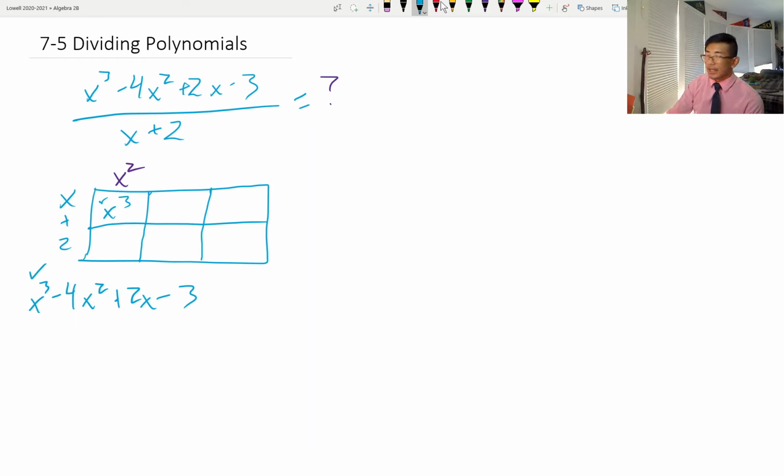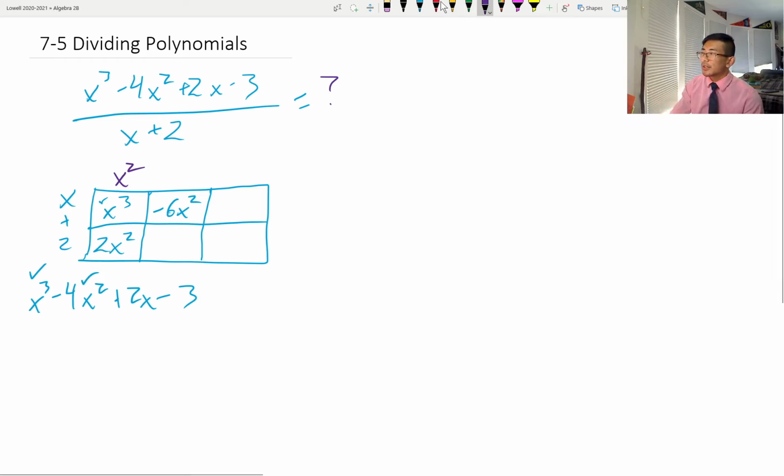Again, that plus 2 is always just along for the ride. So 2 times x squared has to be 2x squared. Remember, my x squared terms are always going to be diagonal to each other. All my like terms are going to be diagonal. And so I have 2x squared, and I'm trying to get to negative 4x squared. So I'm going to need negative 6 more. So it's going to be negative 6x squared, and now I'm good on my x squareds.